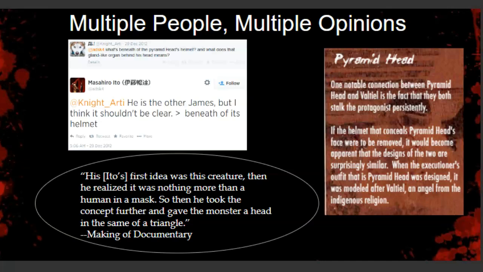And then we have a quote over here about Pyramid Head, which says, one notable connection between Pyramid Head and Valtiel is the fact that they both stalk the protagonist persistently. If the helmet that conceals Pyramid Head's face were to be removed, so this is saying it is a helmet, it would become apparent that the designs of the two are surprisingly similar. When the executioner's outfit, that is Pyramid Head's, was designed, it was modeled after Valtiel, an angel from the indigenous religion. So this is saying that it is a helmet, and that if his helmet was taken off, he would look like Valtiel. So these are three completely different opinions, okay?